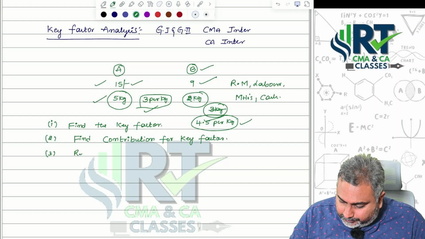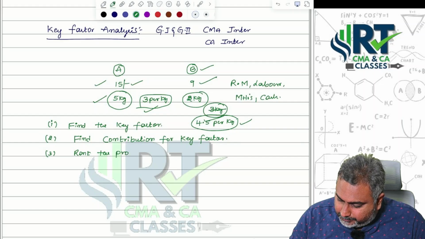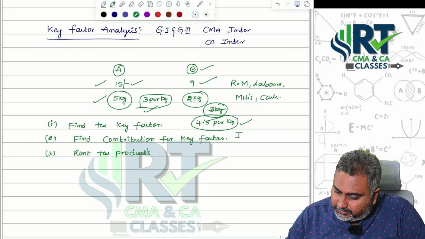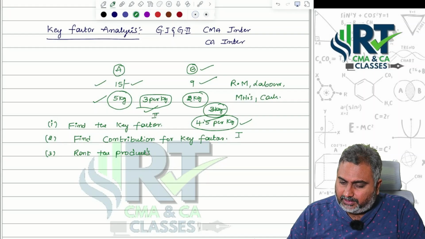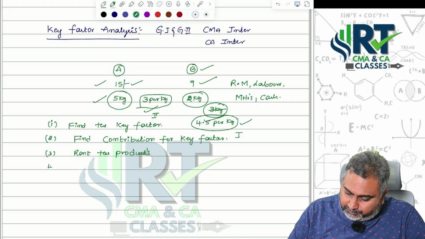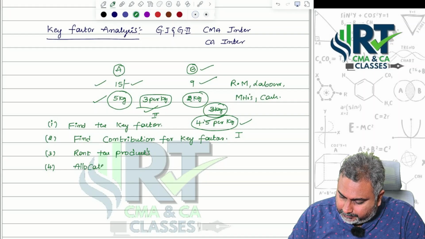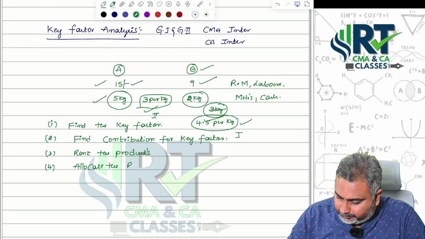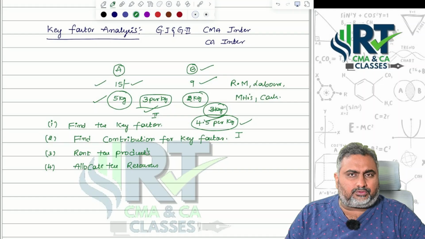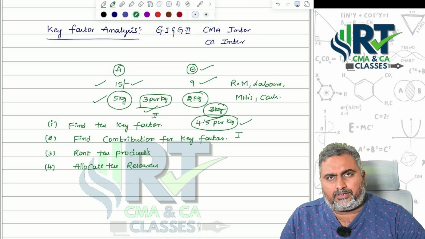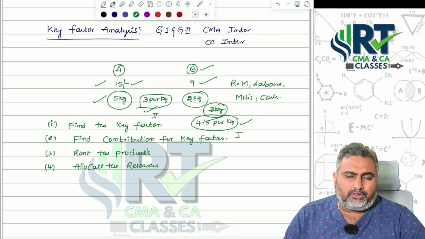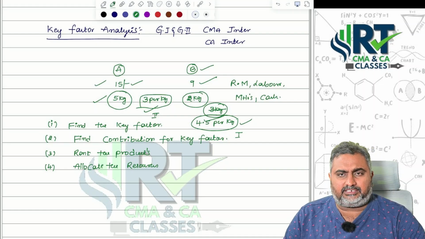Then what do you do? Third step, rank the products. Like rank 1, and this is rank 2, like that. Then the fourth step is to allocate the resources. If you do like this, what will happen? You will get the maximum profitability.